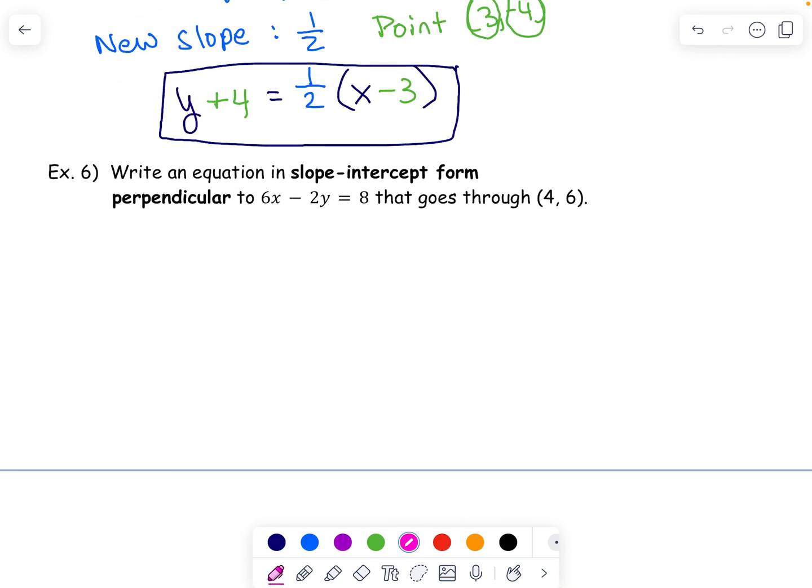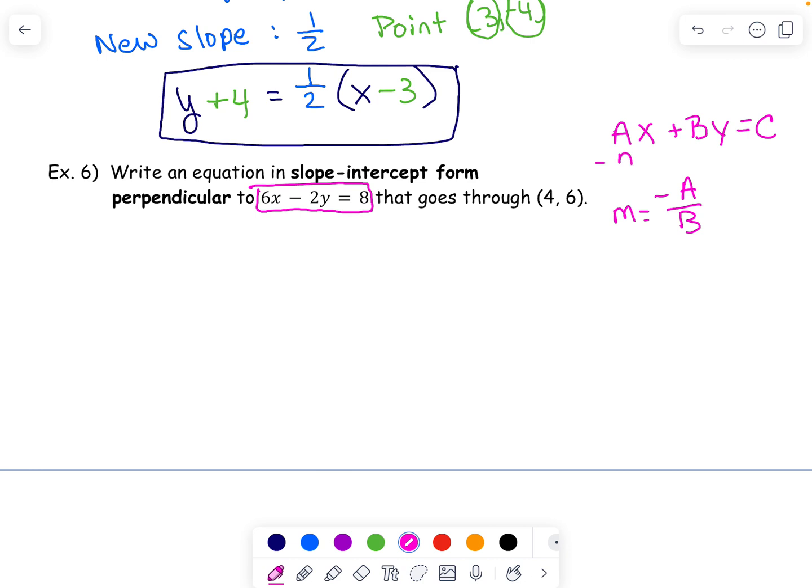So we know that we are going to first identify the slope of the original function. Well, here's the original function. Not really that easy to identify the slope. Now, for those of you who like shortcuts, if you have a standard form, your slope is actually the opposite of A over B.